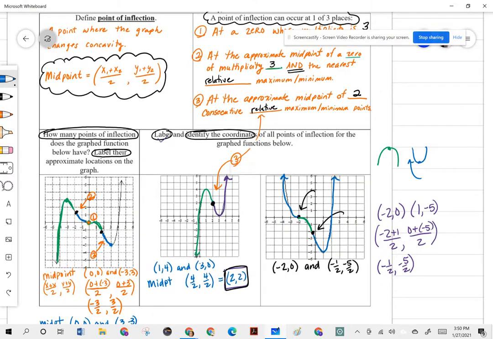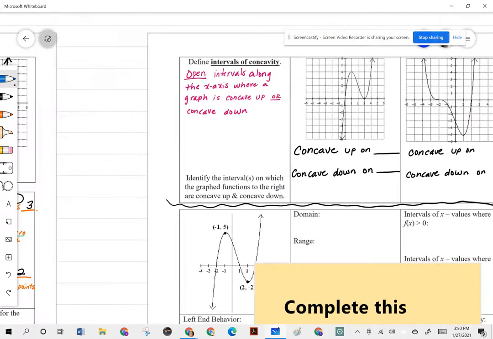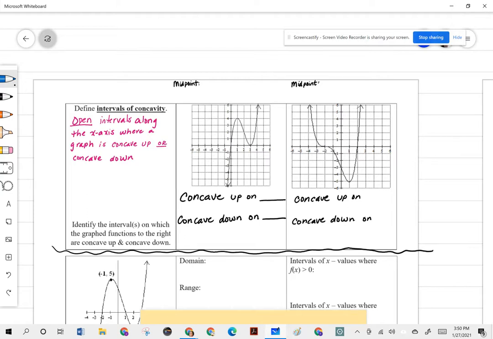All right, so now let's take a look at the last page. So now we're talking about intervals of concavity, okay? First of all, they're open, which means you're always going to be using parentheses. You're definitely not going to be using brackets. And you're talking about the part of the x-axis where the graph is either concave up or concave down. So first, we would need to be able to identify those points. So we're going to identify the interval on which the graph is concave up or concave down. So you might need to do a little bit of your midpoints, right?